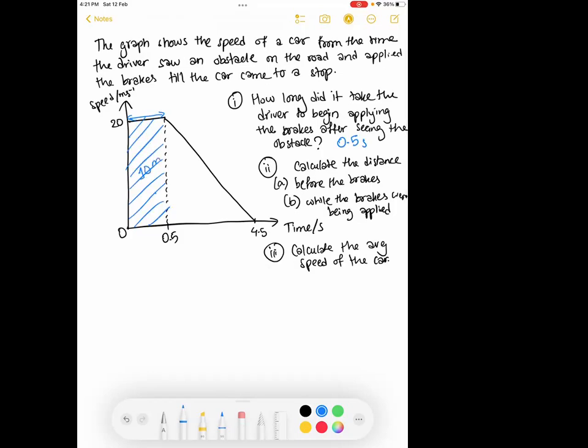And what about while the brakes were being applied? And that's 40. Half into 4 into 20. That's right. How much is it? It's 40. Okay, that's 40 meters. So that's the area right there. Great. Next, calculate the average speed of the car.